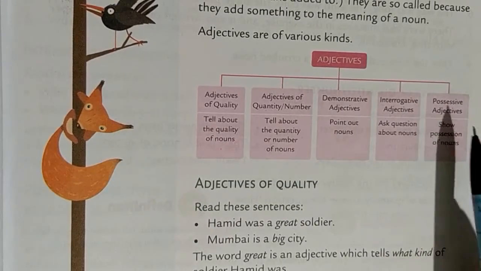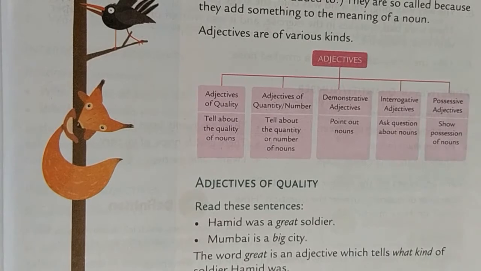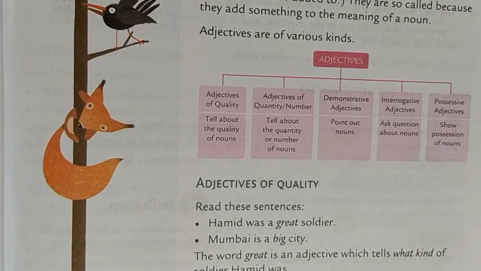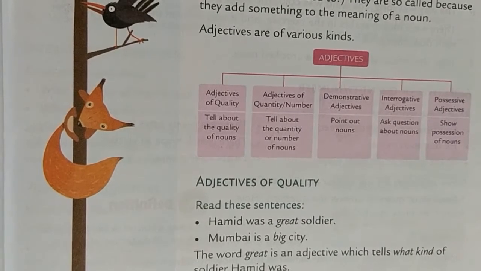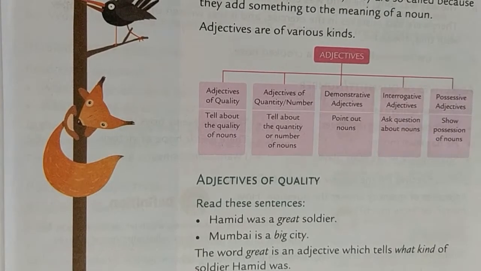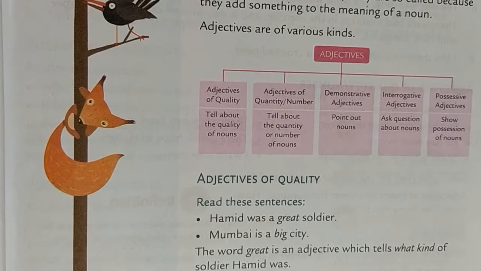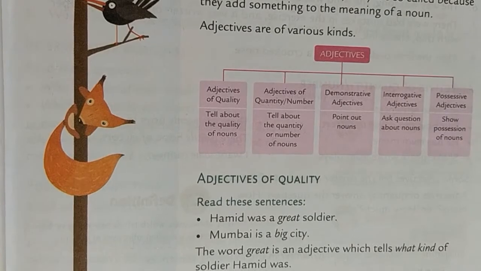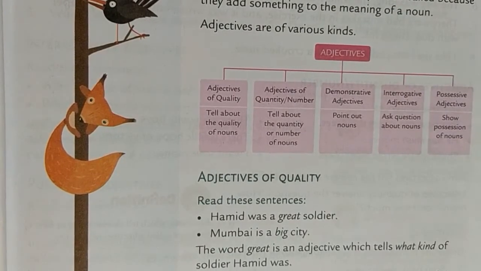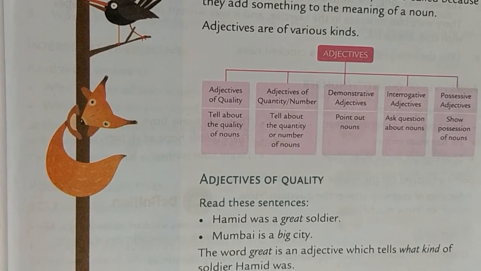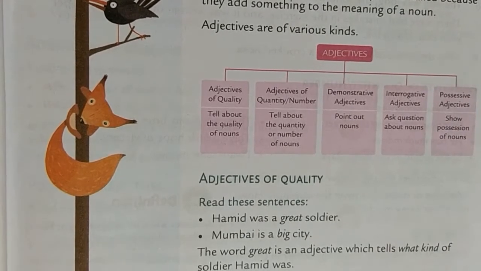The next one is possessive adjectives. It shows the possession of a noun. Possession means it emphasizes where the noun is or who the noun belongs to. So it gives you the possession of the noun. So first today what we are going to do is adjective of quality. We will read the definition and a little bit of detail on adjective of quality.